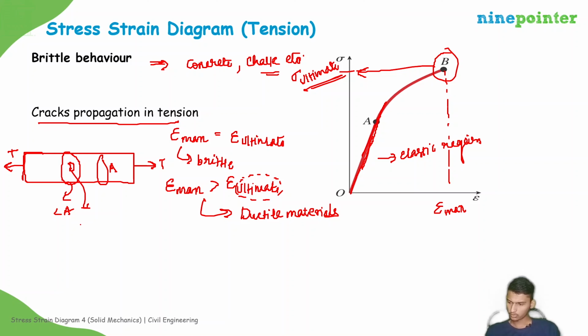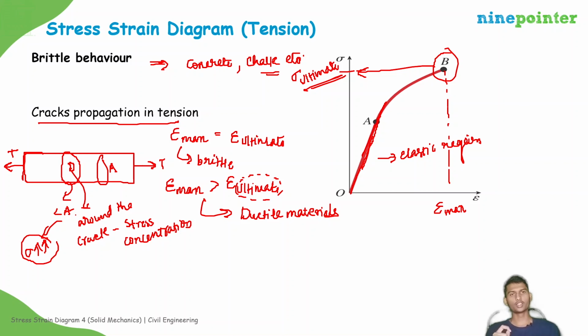Then around the crack, there will be stress concentrations. So the sigma will increase around the crack, right? So because of that, the crack will propagate, means the crack will increase. Again, the sigma will increase. Again, the crack will increase. Like this, it will propagate and suddenly it fails. So this is the crack propagation in tension.